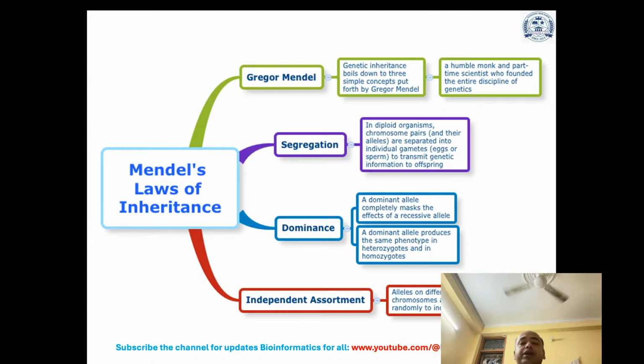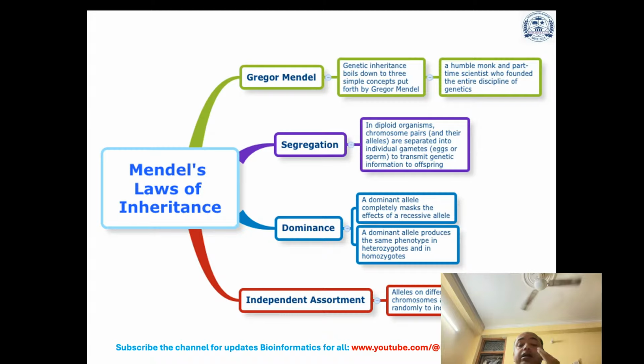Now, if you want to understand Mendel's laws of inheritance, then you need to understand some basics in your family or in your population. For example, Mendel says that genetic inheritance boils down to three simple concepts put forth by Gregor Mendel, a humble monk and part-time scientist who founded the entire discipline of genetics, which we see even in modern genetics: the law of segregation, the law of dominance, and the law of independent assortment. These are Mendel's laws of inheritance.